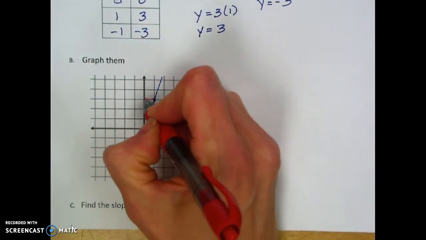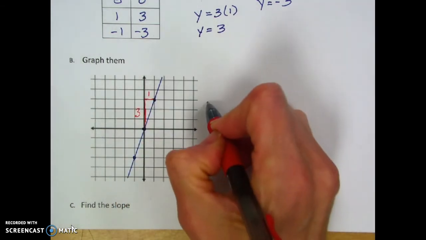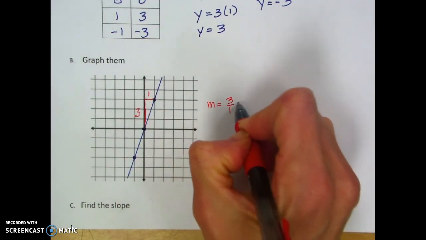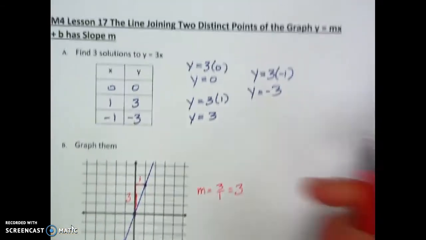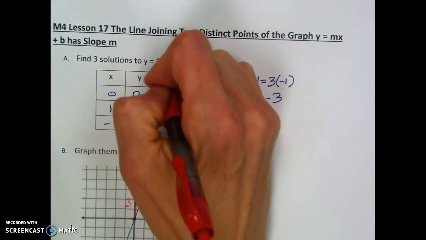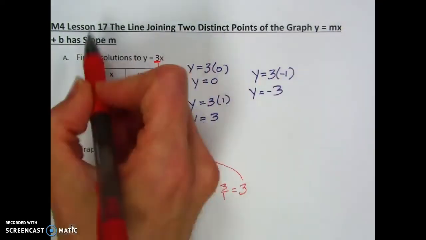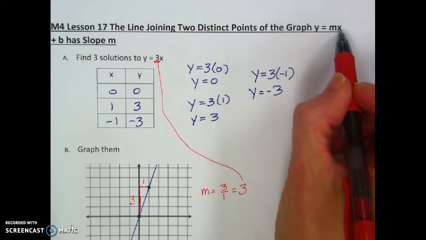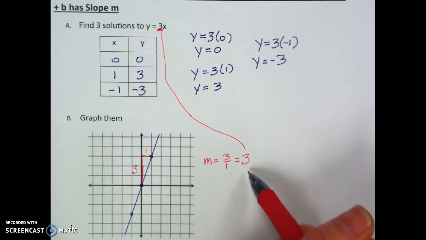So counting spaces, 1, 2, 3, 1. My slope is 3 over 1, or just 3. Which, according to this, slope m is the number that's multiplied times the x. The number multiplied times the x is 3, which was our slope.